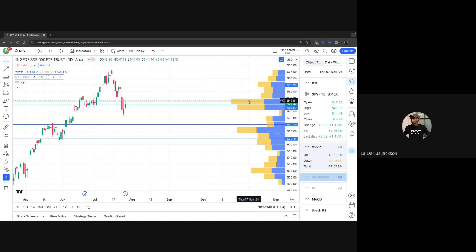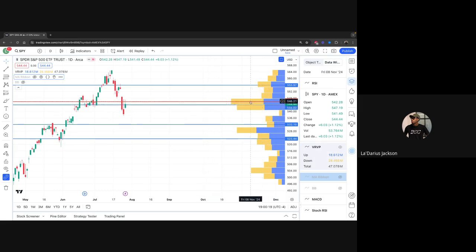So if I'm hovering on this level, the up is at 18 million as far as buy volume. The down is at 28 million as far as sell volume, right? Sorry. So there's more people selling than buying at this price point, and we can see that based on the volume. That's why I like to use the VRVP, because even though it's kind of weird being on the side of your chart, you can know where there's a lot of volume.